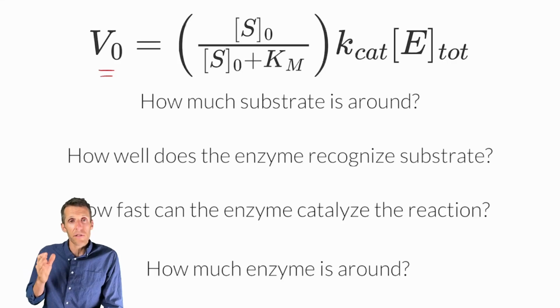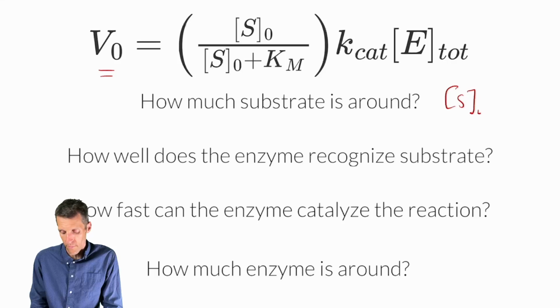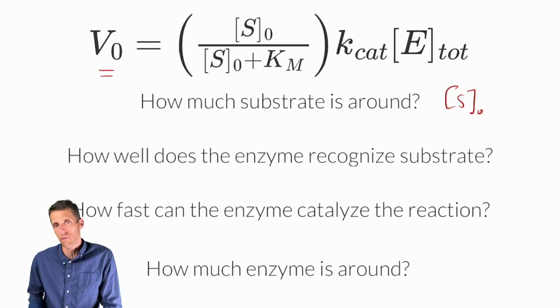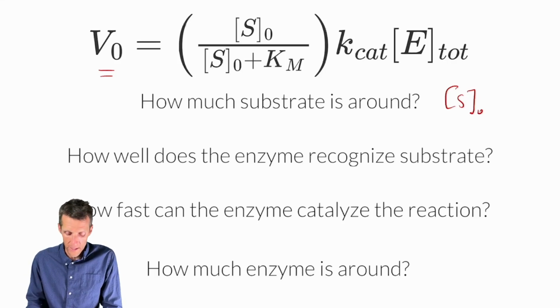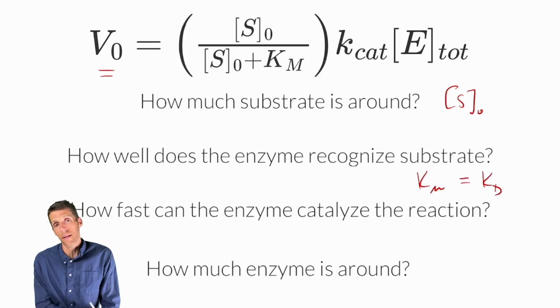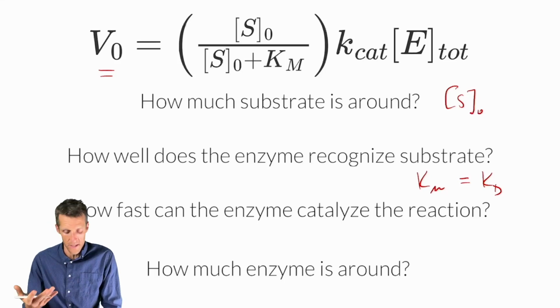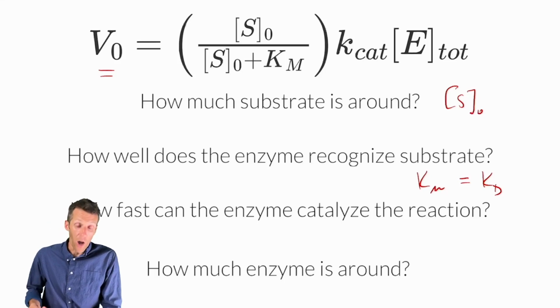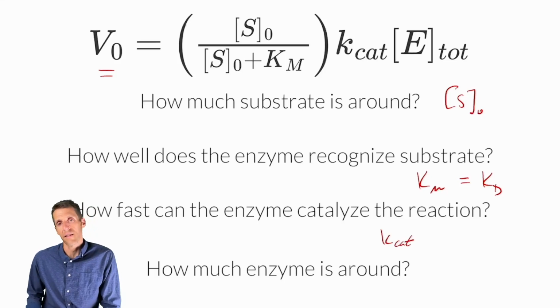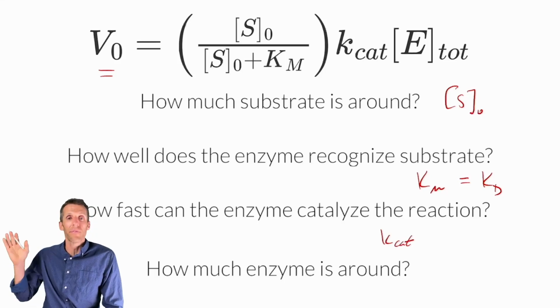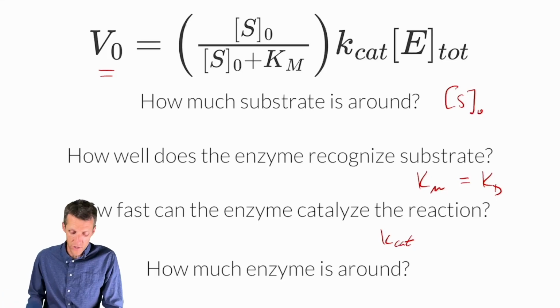And it does so by asking four questions. How much substrate is around, given by this S naught, the concentration of substrate? How well does the enzyme recognize substrate? It does that via Km, which is basically the same thing as a Kd for substrate binding. Basically, what is the affinity of the enzyme for substrate? Then, how fast can the enzyme catalyze the reaction when something is bound? That's called Kcat. That's the rate constant once the enzyme is fully loaded up with substrate. And then there's just how much enzyme is around, the total enzyme concentration.